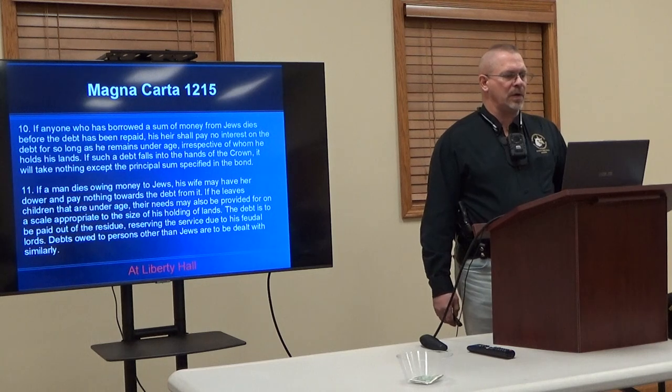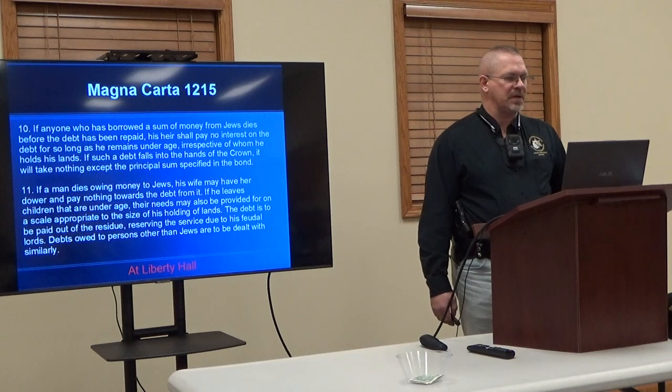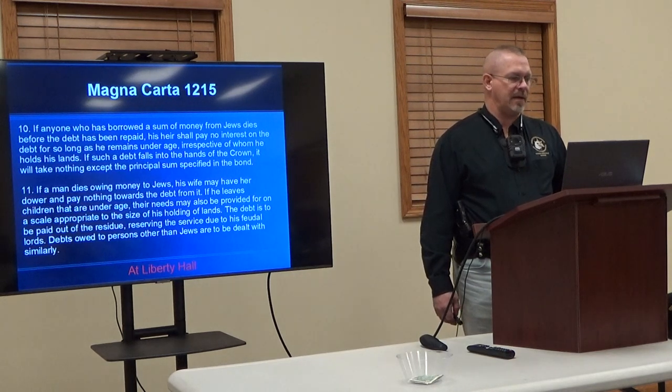10. If anyone who has borrowed a sum of money from Jews dies before the debt has been repaid, his heir shall pay no interest on the debt for so long as he remains under age, irrespective of whom he holds his lands. If such a debt falls into the hands of the crown, it will take nothing except the principal sum specified in the bond.